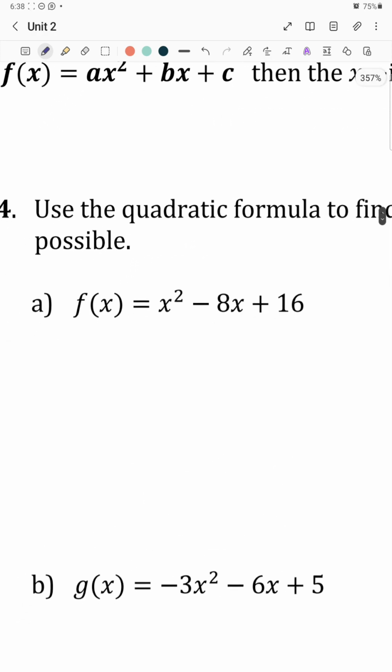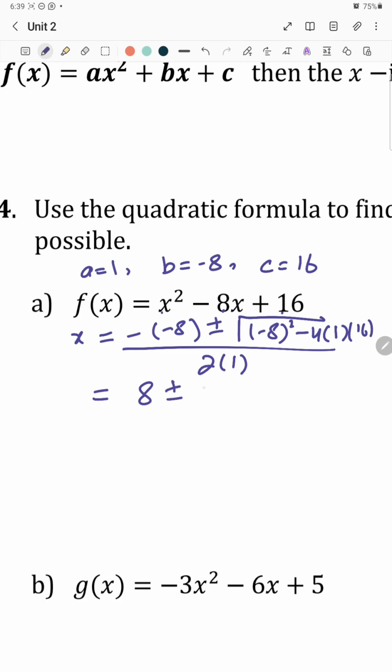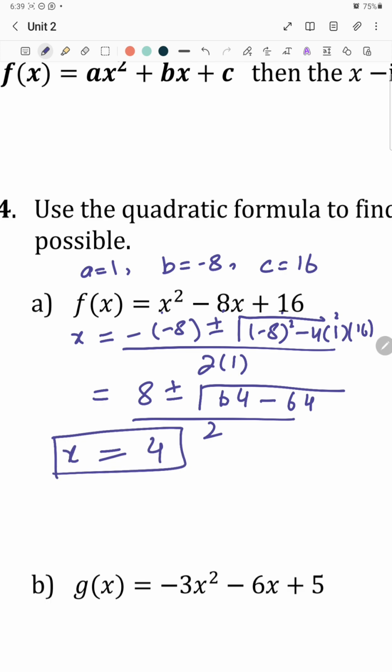Okay, first of all we will write what is a. A is the coefficient of x square, 1. Coefficient of x is b is equal to minus 8 and the constant is c is equal to 16. So let's solve it for x: minus b plus minus square root b square minus 4ac over 2a. 8 plus minus square root 8 times 8 is 64 minus 64, 64 minus 64 is 0. So 8 by 2 is 4. So answer of x would be 4 over here.